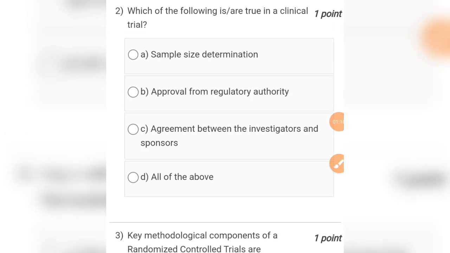Question number 2 is, which of the following is/are true in a clinical trial? Option A is sample size determination. Option B is approval from regulatory authority. Option C is agreement between the investigators and sponsors. And option D is all of the above. So the answer will be all of the above. Option A, option B, option C, all are correct. So for question number 2, option D will be the answer.